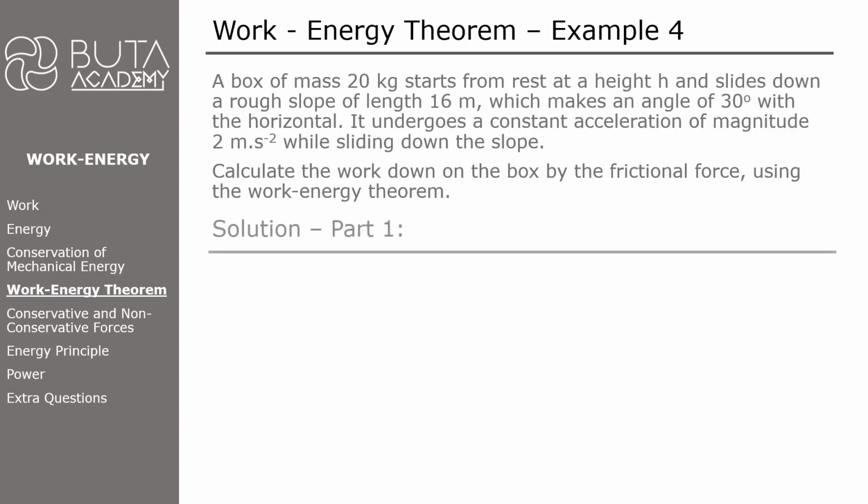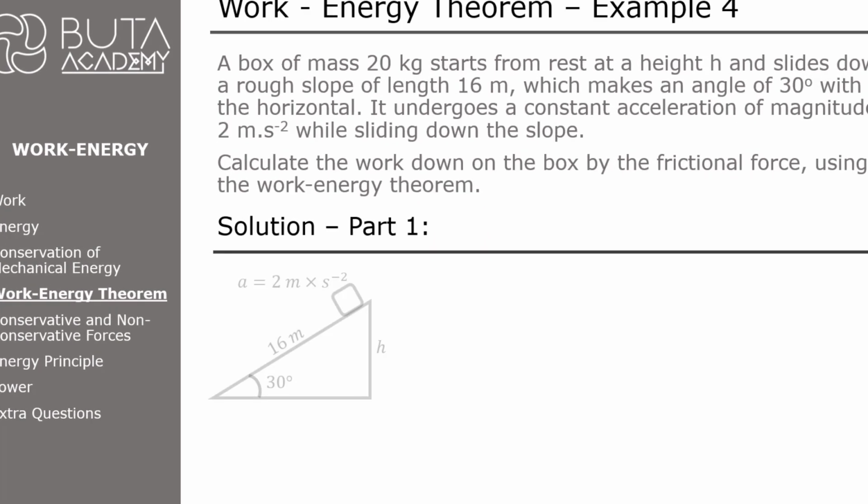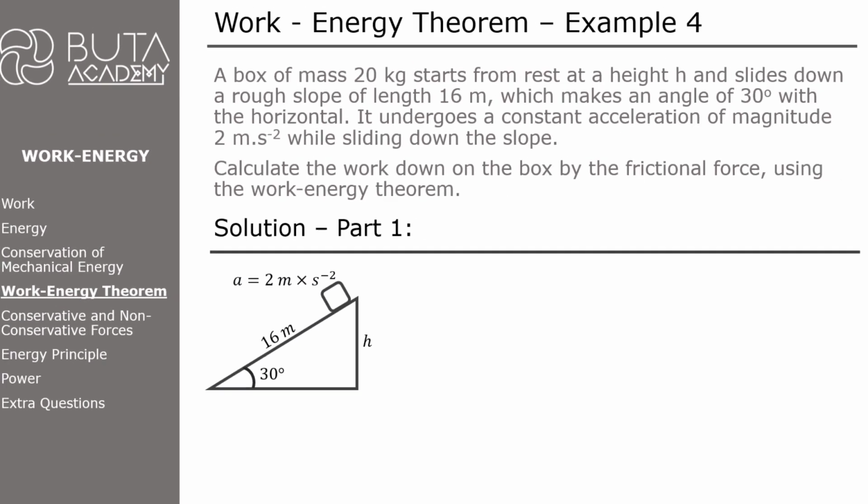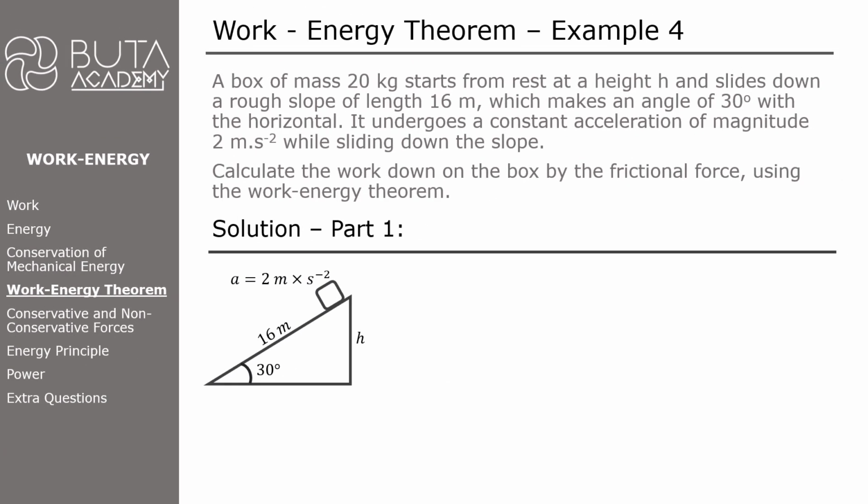As usual, let's start solving the question by drawing a diagram. A box is sliding down an incline of a length of 16 meters, and angle of incline is 30 degrees. Acceleration of the box is 2 meters per second square. Now we can write down the formula of work energy theorem. Net work is equal to the change in the kinetic energy of the object.